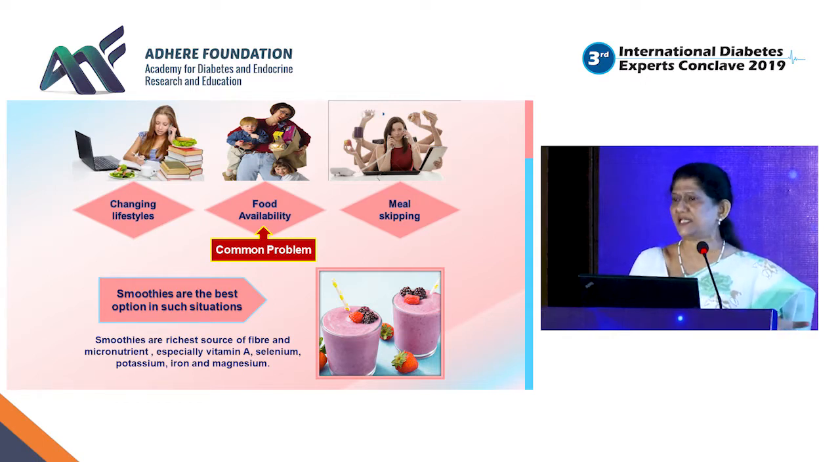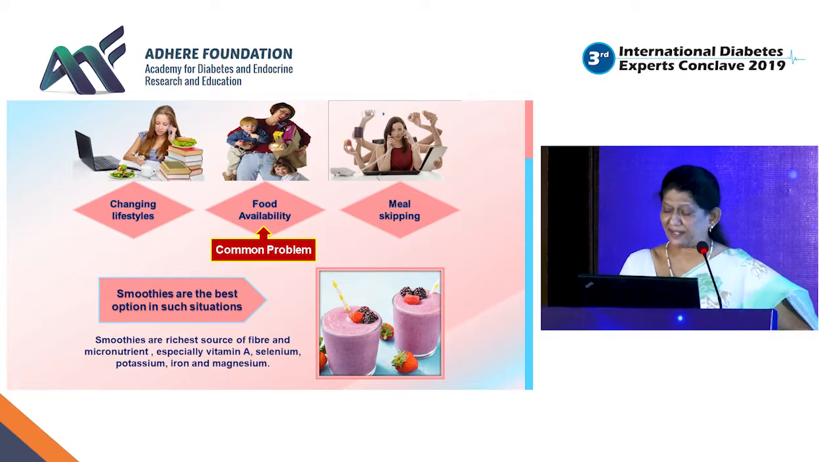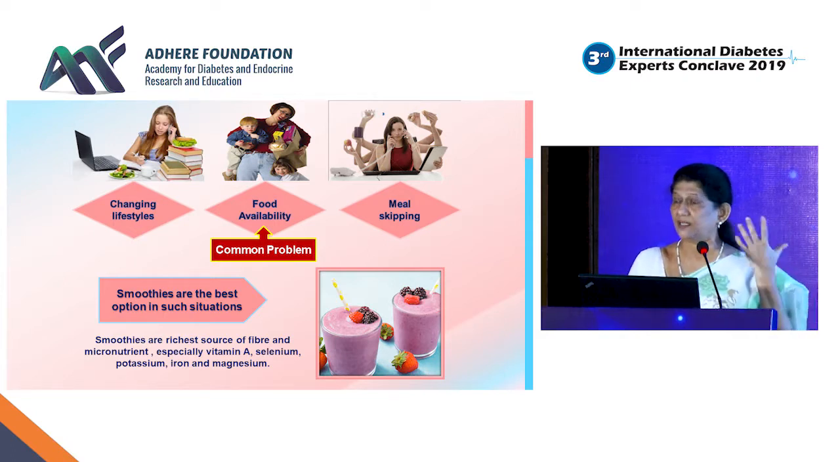Plus there is enough food availability, there is meal skipping, multitasking, you don't even remember. Most of the people only snack and don't have meals. So these smoothies are the best option for these people and for the current lifestyle. They are a rich source of fiber and micronutrients, especially vitamin A, selenium, potassium, iron and magnesium. In just one blend or one meal, you can have all these, and the other nutrients will also have a beneficial effect.